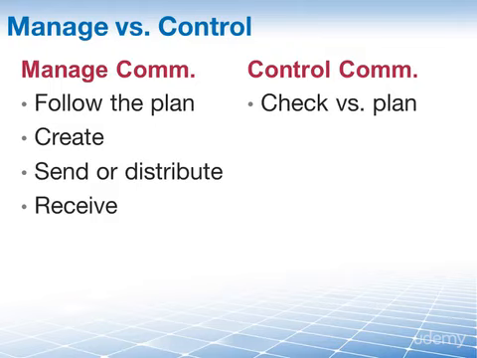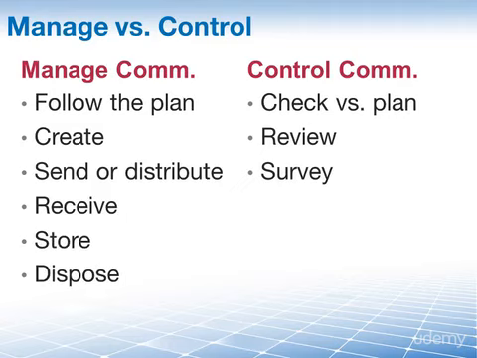Here you should adhere to the content, format, frequency and method as it is specified in the project communications management plan. But then control communications is where you review your communication. You ask, did the communication contain the right level and accurate information? Was it sent in the appropriate frequency and through the appropriate method? You may even send surveys to recipients to see if project communications met their expectation needs or if it requires improvement. Managed communication is where you perform the steps of storing and disposing of information, and control communications is where you might audit or monitor this process.